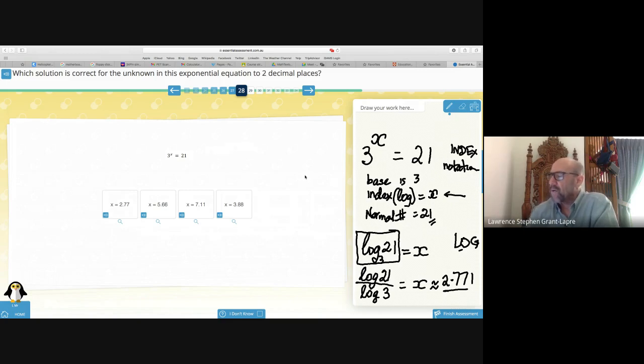By the way, you could have done this easier by going 3 squared is 9, 3 cubed is 27. So that has to be somewhere between 2 and 3, because 3 squared is 9, too small, and 3 cubed is 27, too big. That is the quickest way you could do it. So it's 2.77.